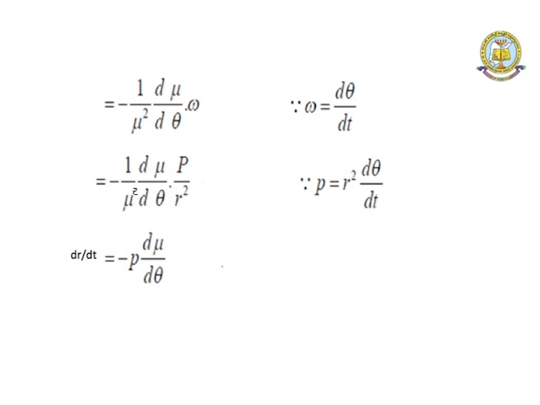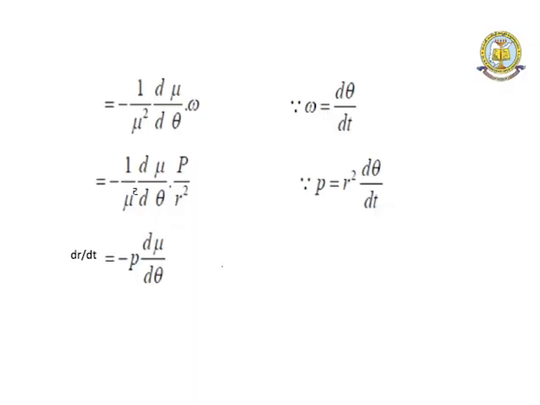So you can substitute r² dθ/dt here, then you can write -1/u² du/dθ. What is the w? w means dθ/dt. Here r² w means p/r². Here substitute the transverse acceleration formula p/r². So you can write 1 by u, meaning also r. So you can substitute 1 by u square, that is r square. r square is cancelled, minus p into du by dθ.